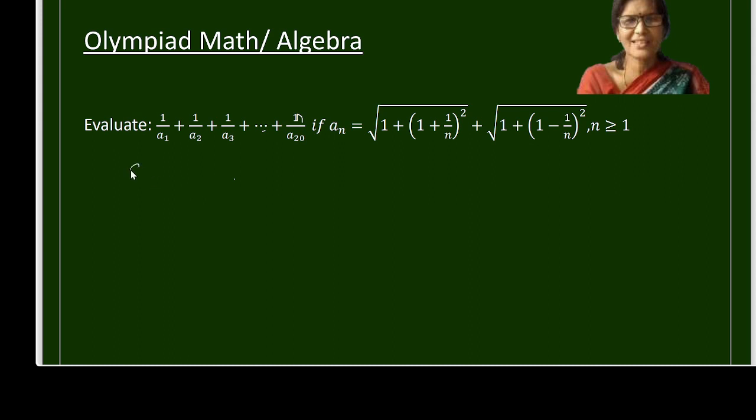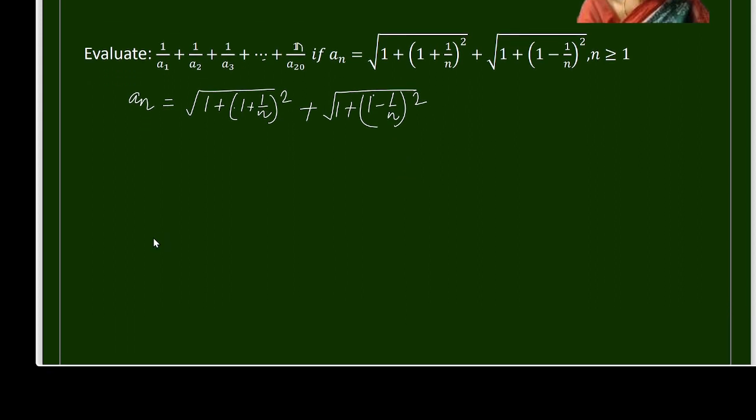If an is given as square root of 1 plus (1 plus 1 by n) whole square plus square root of 1 plus (1 minus 1 by n) whole square, then I'll write the reciprocal of it. 1 over an is equal to 1 over square root of 1 plus (1 plus 1 by n) whole square plus square root of 1 plus (1 minus 1 by n) whole square.